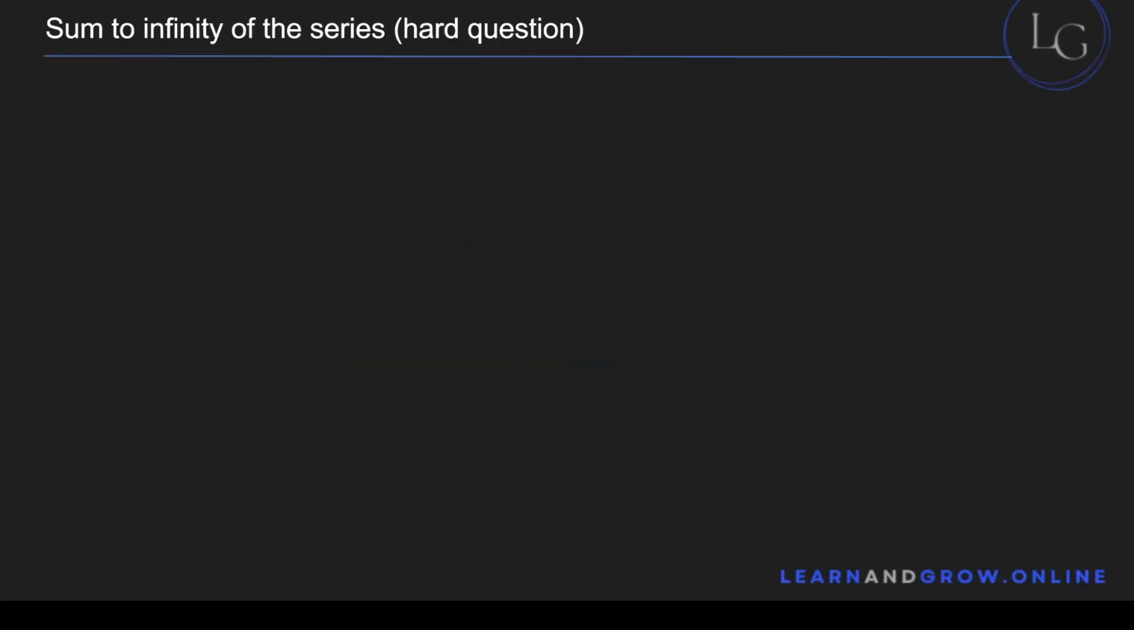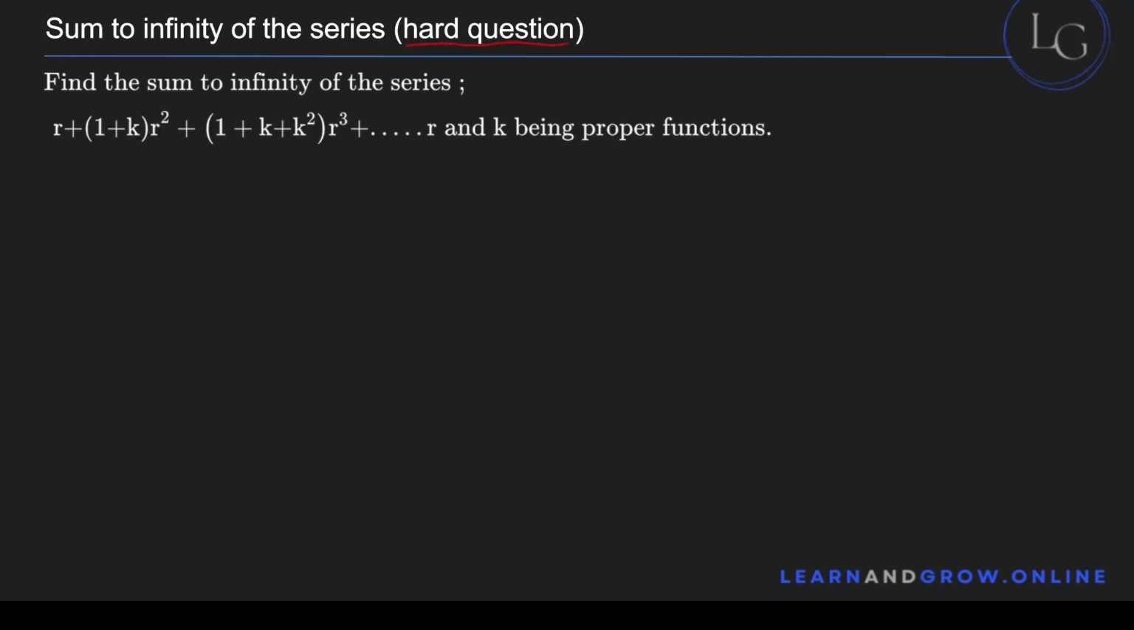Now we have to find the sum of an infinite series, and this is a hard question. So we need to find the sum of the infinite series, which is this one. Now r and k are proper functions, which means that the power of the numerator of the value of r is less than the power in the denominator, and same goes for k, as it is a proper function. Now this is a bit tricky, isn't it? So let's just see what we can do with this.